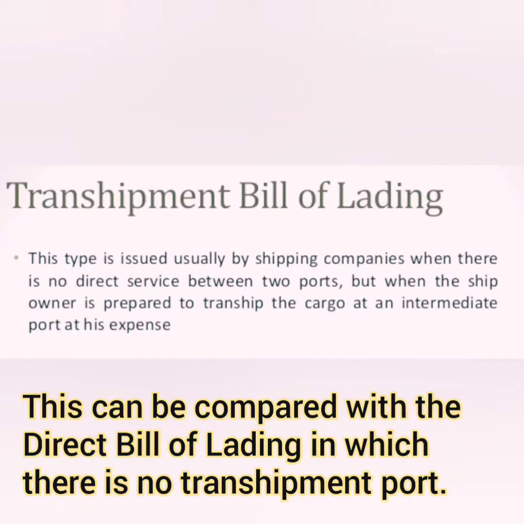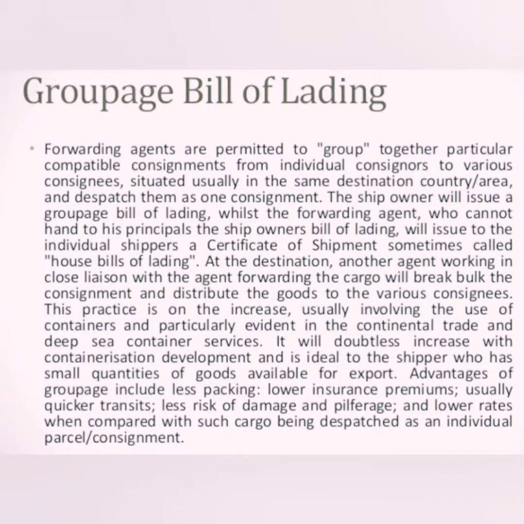Transshipment bill of lading can be compared with the direct bill of lading, in which there is no transshipment port in between. The next is groupage bill of lading. Forwarding agents are permitted to group together particular compatible consignments from individual consignors to various consignees, situated usually in the same destination country area, and dispatch them as one consignment.